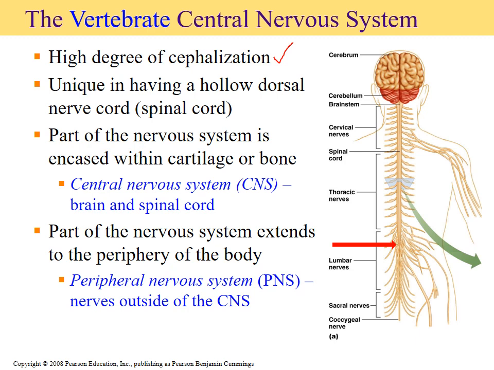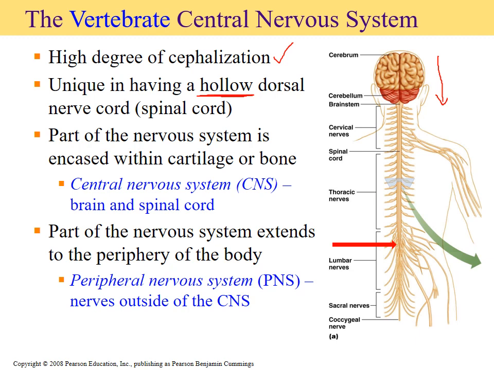The other thing that we see happening is that we have our spinal cord, which radiates from the brain down the lower back, and from an anatomy standpoint, we are looking at a hollow nerve cord. This is interesting to point out because a lot of times, especially in invertebrates, the nerve cord tends to be solid.